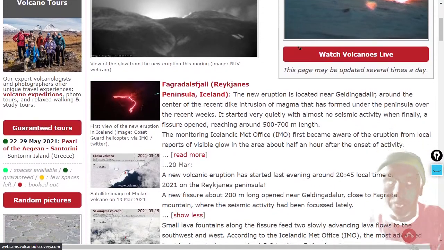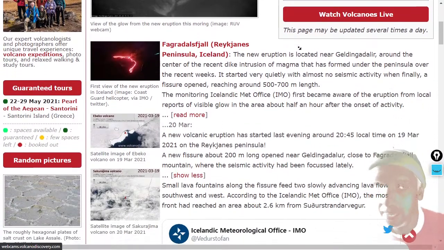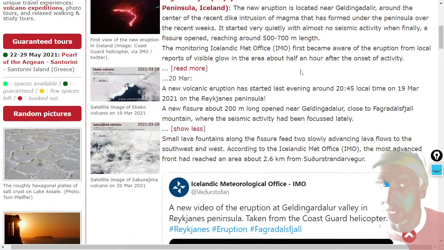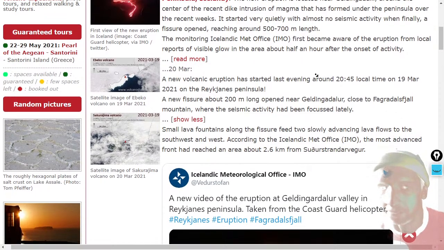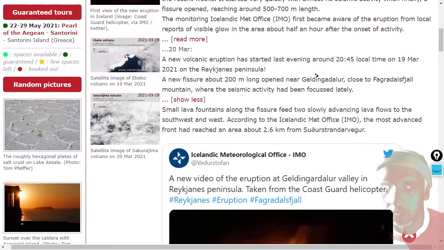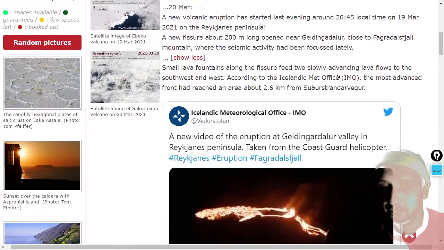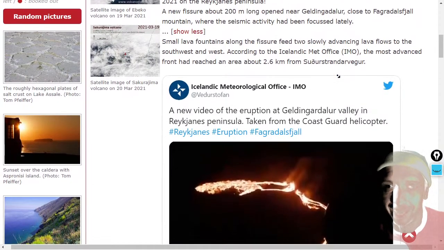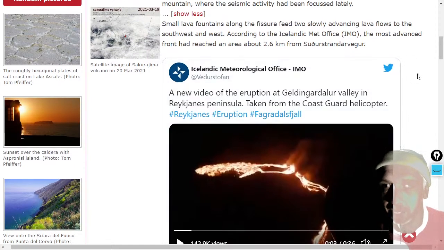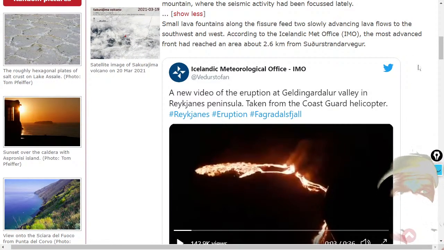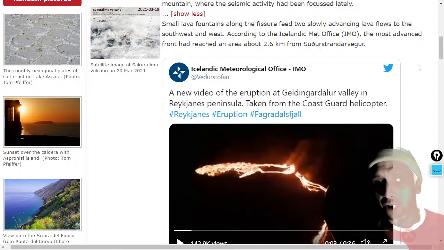So there you go, Fagradalsfjall erupting, some lava fountaining, and a new caldera opened, a new fissure opened, reaching 500 to 700 meters in length. Don't pole vault the fissure or the caldera. Don't pole vault the fissure, land in lava, and then blame me for melting off your foot. Don't melt off your foot.